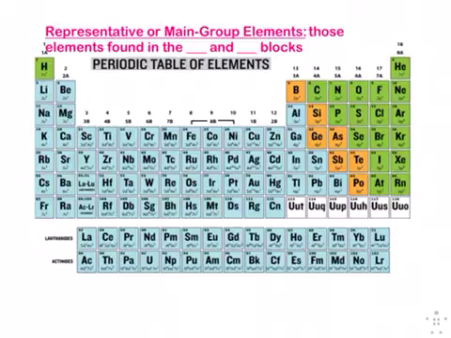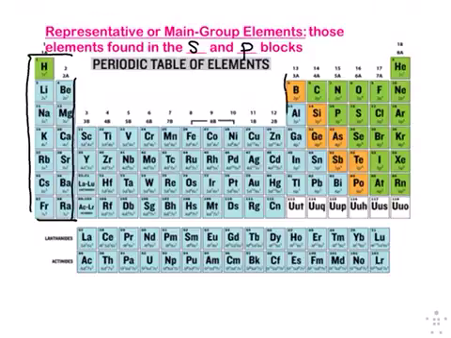The representative or main group elements are those elements found in which 2 blocks? So we're looking for S, P, D, or F blocks. So the main group elements are found in the S and the P blocks. So remember that the S block is right here, and the P block is over here.